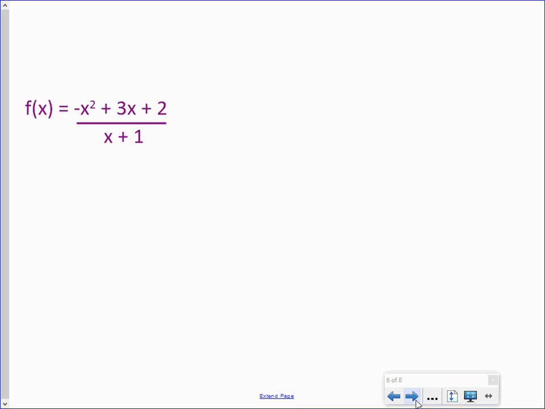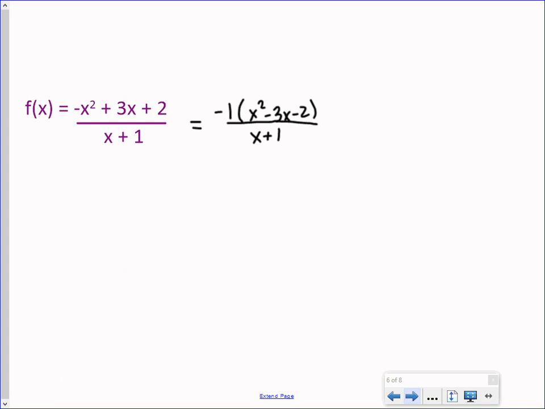Check for holes by factoring. Yeah, so I would try to factor if possible. Note that I myself never try to factor with a negative leading coefficient. That to me is too difficult. So whenever I have a negative in front of my first term, I always factor out a negative. That would give me x squared minus 3x minus 2 over x plus 1.